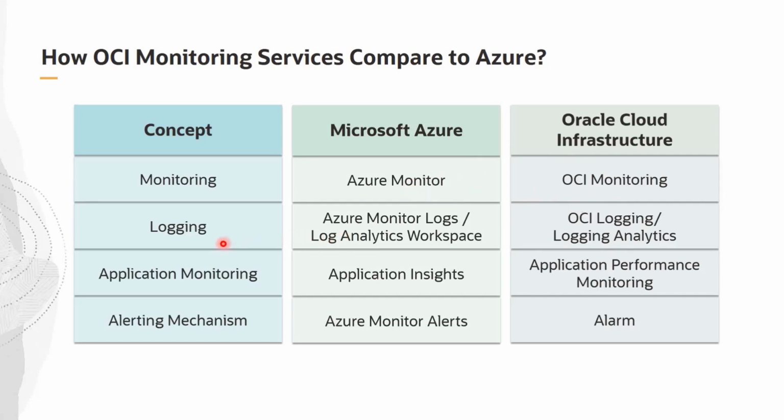In the logging space, Azure has Azure Monitor Logs and Log Analytics Workspace. OCI has OCI Logging Service and Logging Analytics Service. Both Azure and OCI also have a service for application monitoring. Azure calls it Application Insights and OCI calls it Application Performance Monitoring. Both these providers also have an alerting mechanism. Azure has Azure Monitor Alerts and OCI has Alarm.